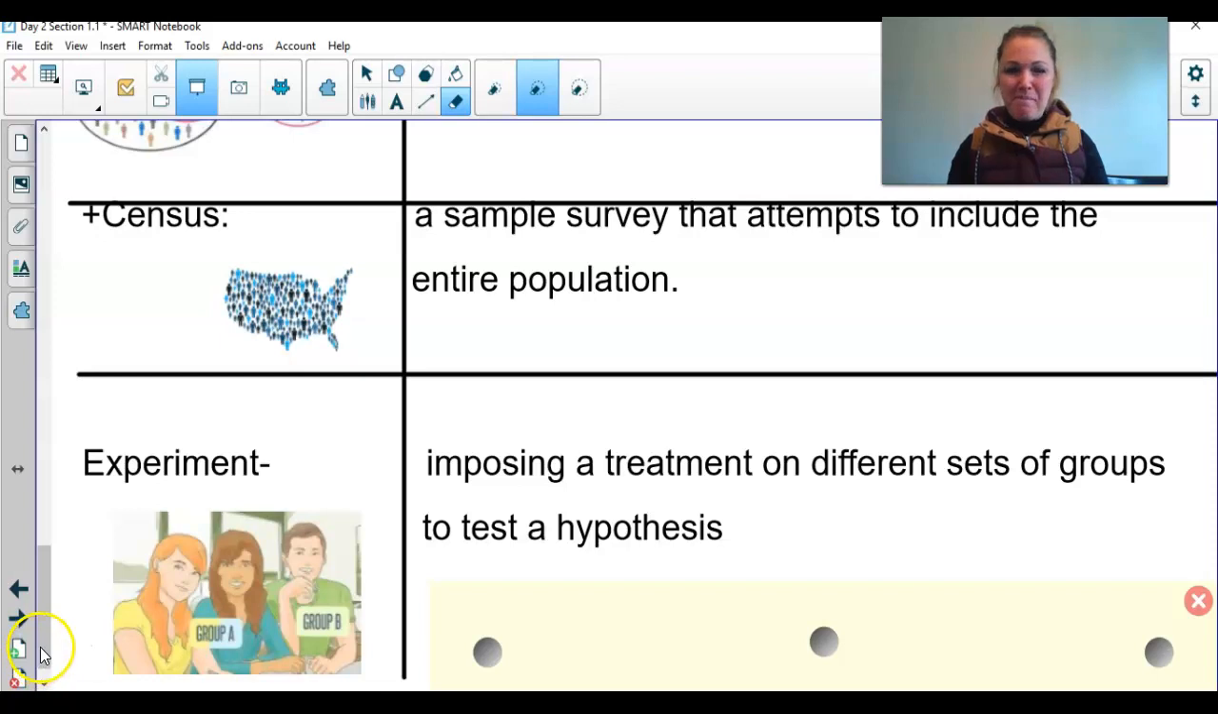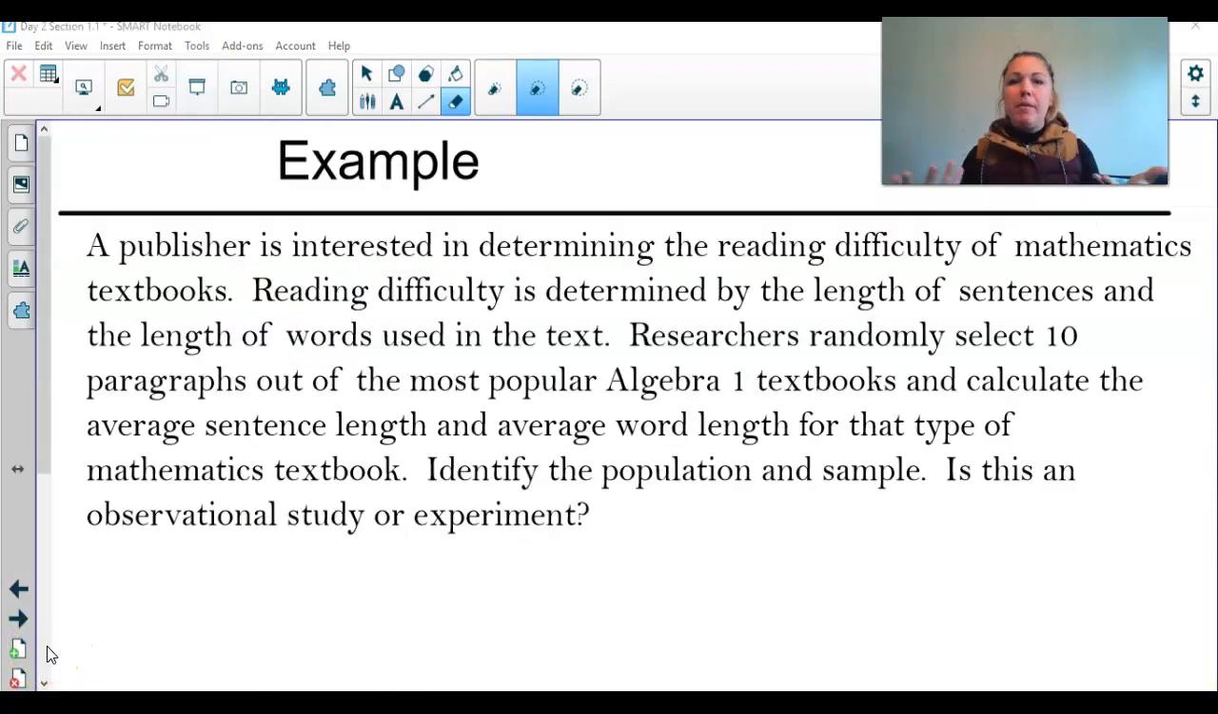All right, I'm going to move on. Okay, now what I'm going to do is I'm going to read through these with you, and you guys are home, so I'm not patrolling this to see if you're doing it or not. I would definitely write down those definitions. But if you want to just listen while I'm doing the examples for strategies, that might be a way too as well. Okay, so here's something that you might see on an assessment or on practice problems, so on and so forth. A publisher is interested in determining the reading difficulty of mathematics textbooks.